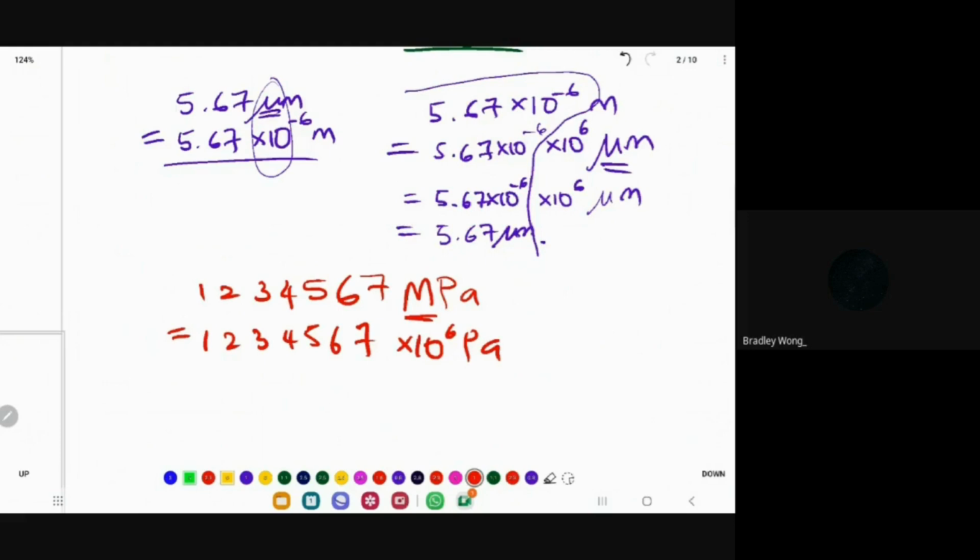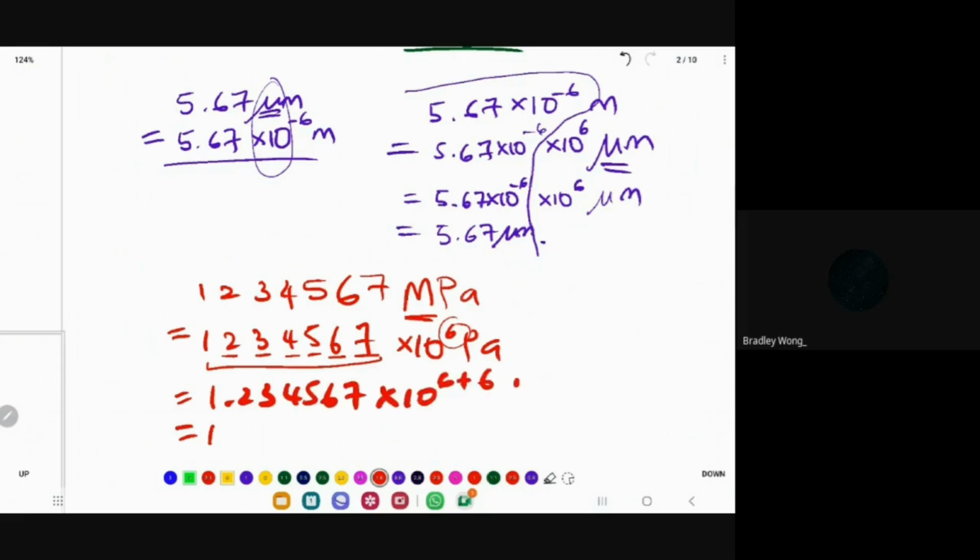Is this standard form? No. Standard form, this one must be less than 10, am I right? So I have to divide 1, 2, 3, 4, 5, 6, I have to divide by 1 with 6 zeros. So I have to give back to this, right? So I get 1.234567 times 10 to the power of 6 plus 6 Pascal. You know what I'm trying to say here?